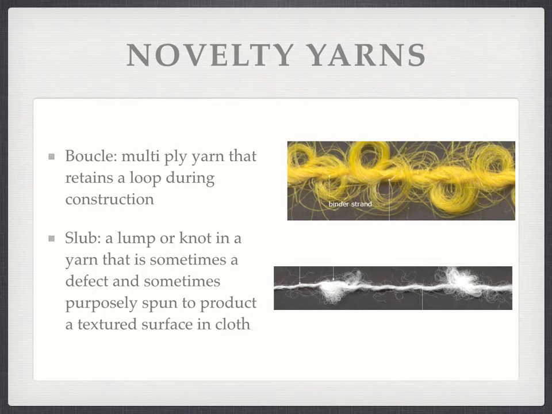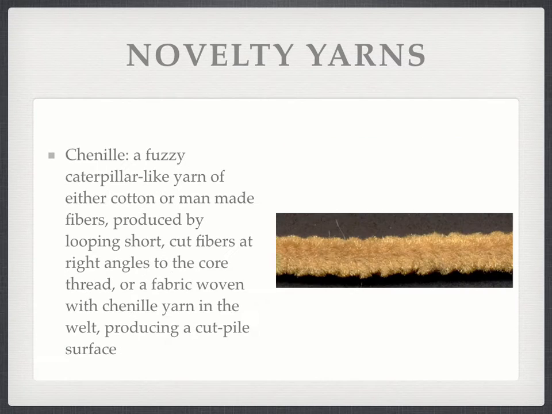So you'll see that a lot in clothes that you might wear. And then the third is a chenille, a fuzzy caterpillar-like yarn of either cotton or man-made fibers produced by looping short, cut fibers at right angles to the core of a thread, or a fabric woven with chenille yarn in the weft, producing a cut pile surface. So those are the three types of novelty yarns that you should be able to recognize by looking at them.